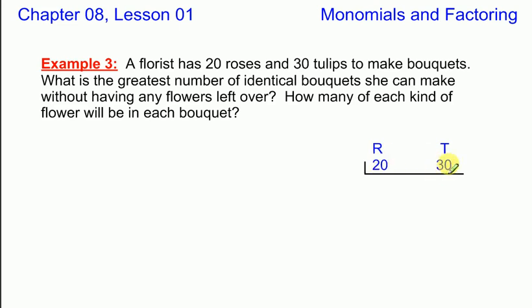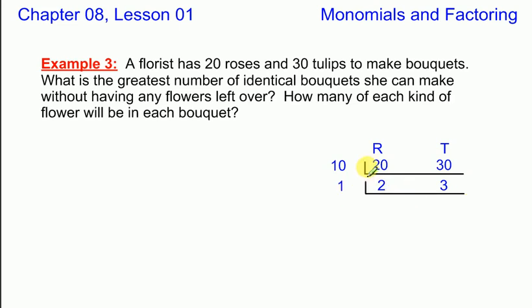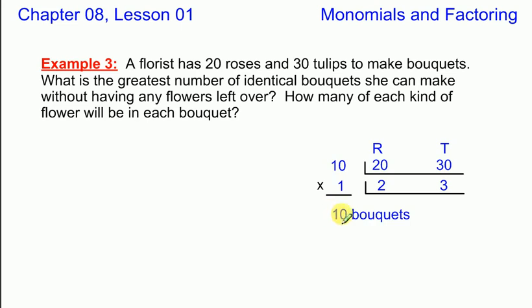The greatest common factor that goes into both of these is 10. If I divide 20 by 10, I'm left with 2. Divide 30 by 10, I'm left with 3. Now both of these only have a factor of 1. So my greatest common factor is 10, which means I can make 10 bouquets.